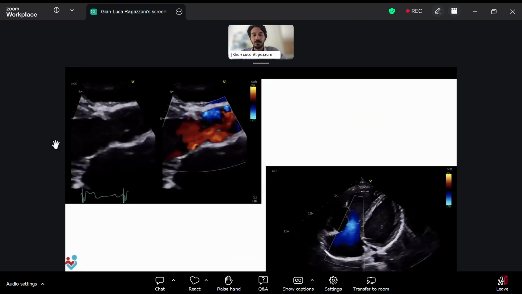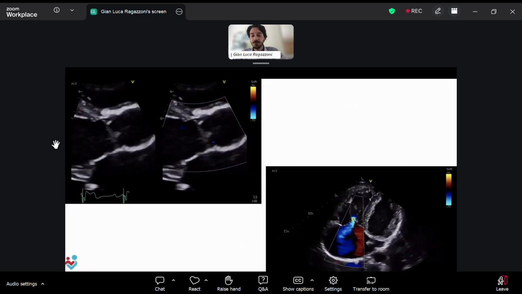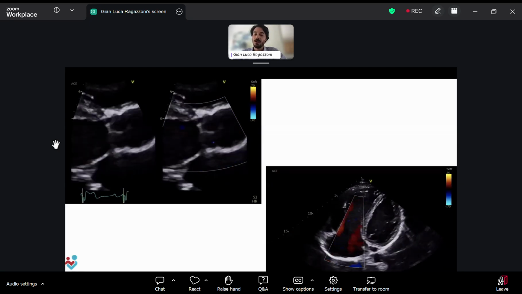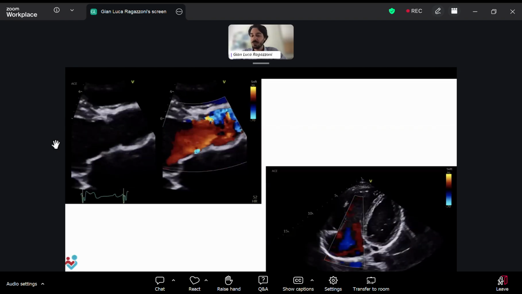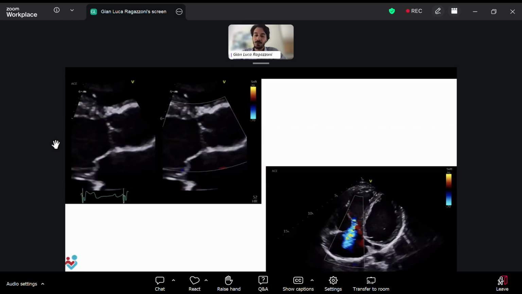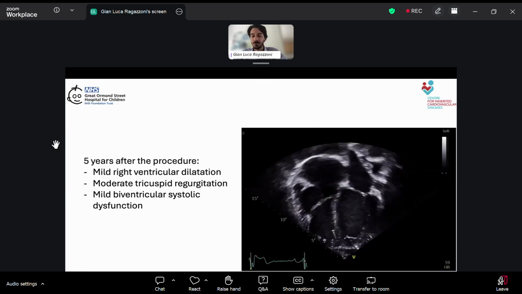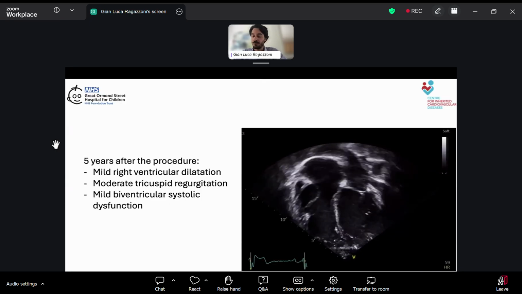Now this is SEC again. We can see there's a mild aortic regurgitation, but unfortunately the patient develops a mild right ventricular dilatation with mild systolic dysfunction. There was a moderate tricuspid regurgitation and also moderate left ventricular dysfunction.